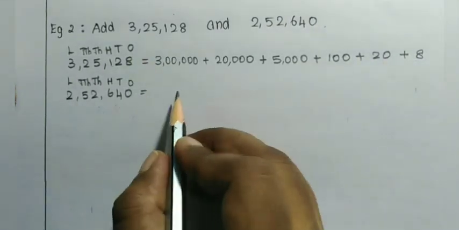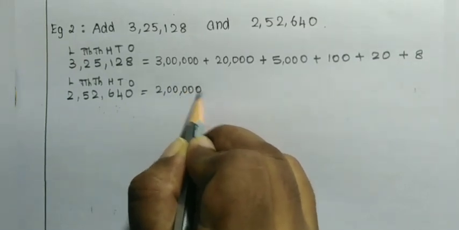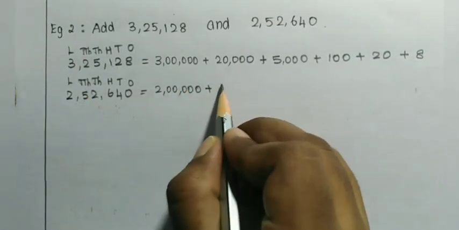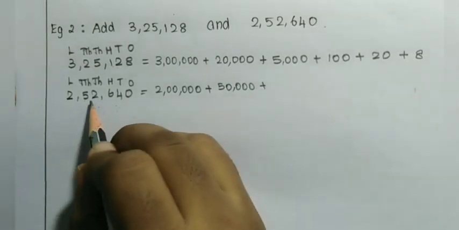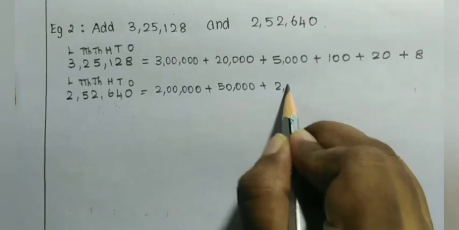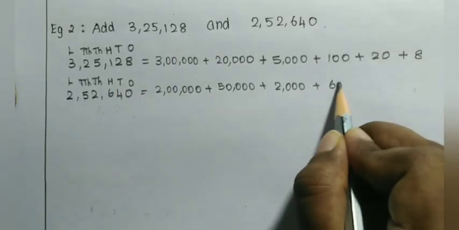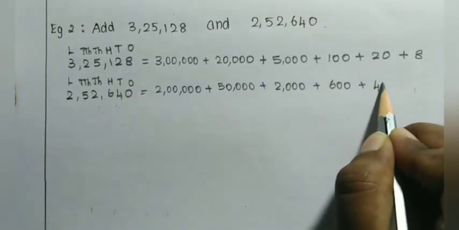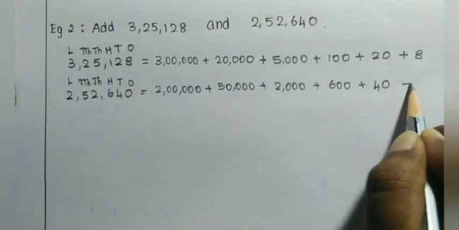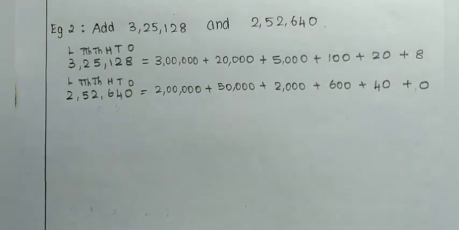Here we have 2 lakhs. 2 lakhs plus 5 10,000. So 50,000 plus 2,000 plus 600 plus 4 tens, 40 plus 0 ones. The place value of 0 is always 0.